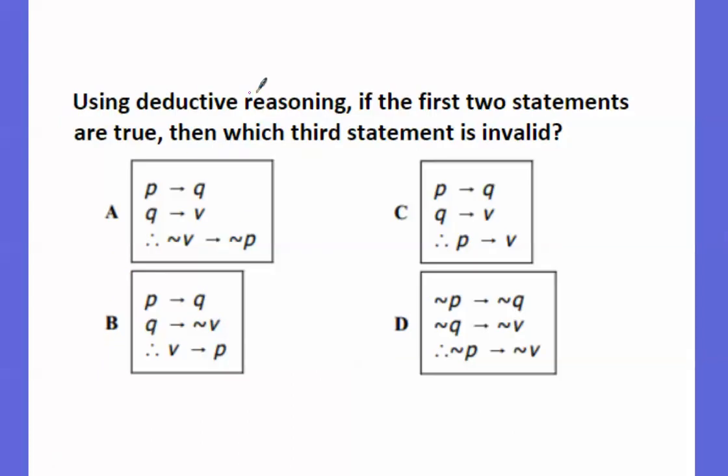In this example, use deductive reasoning. If the first two statements are true, then which third statement is invalid? Invalid means does not follow the pattern. Well, statement number 1 says if P then Q. Statement number 2 says if Q then V. And remember, in this case, we can eliminate the middle letter, so we might have P arrow V, or we might have not V arrow not P. I see therefore not V leads to not P. We know this is valid.